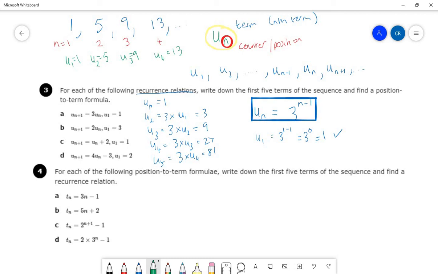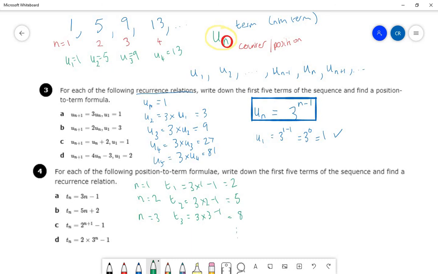So for this one, let's write out the first 5 terms. If n is 1, then t1, they're using t instead of u, the first term is equal to 3 times 1 minus 1, which I'm hoping we can all do. And then let's try the second term. The second term is 3 times 2 minus 1. This time I don't need to know what came before. All I need to know is what position I'm at. So if I'm in the third position of the formula, I do 3 times 3 minus 1, so that's 8, and so on. So we can do those.